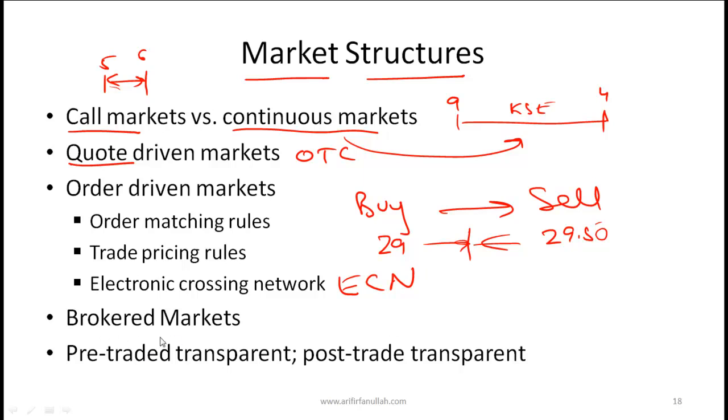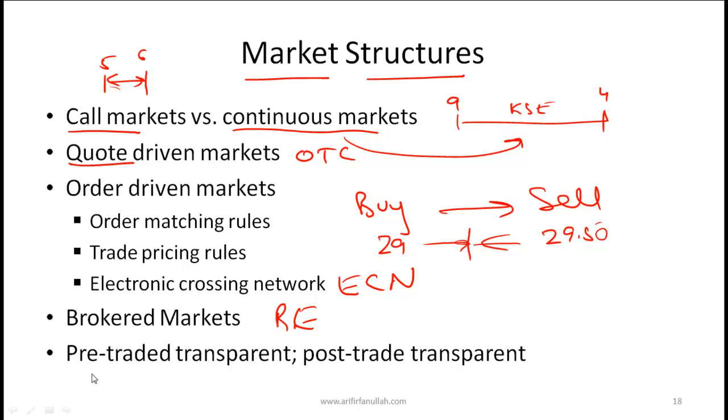Brokered markets are markets which are somewhat illiquid and where a broker needs to find a buyer and seller. So a classic example is the real estate market, where if you want to buy some land, you basically have to go through your broker, who finds the broker of a seller, and the brokers interact, and finally the transaction is made. So in Pakistan, these people are referred to as real estate brokers. In the US, they are referred to as realtors.